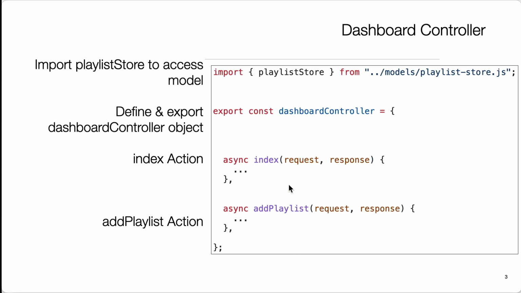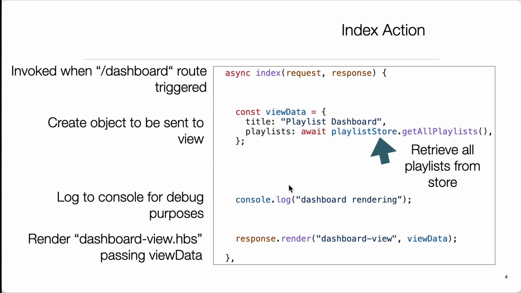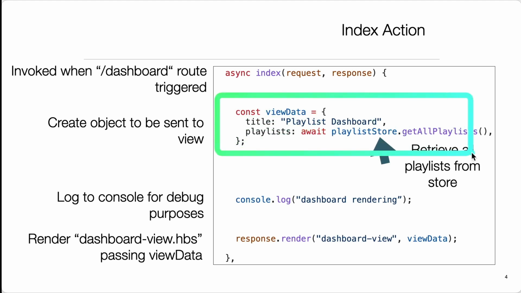Looking at the index method. First thing we do is we create a view data object. That is an object that's going to hold the title for the view and the playlists, that is all the playlists that we recover from the playlist store.